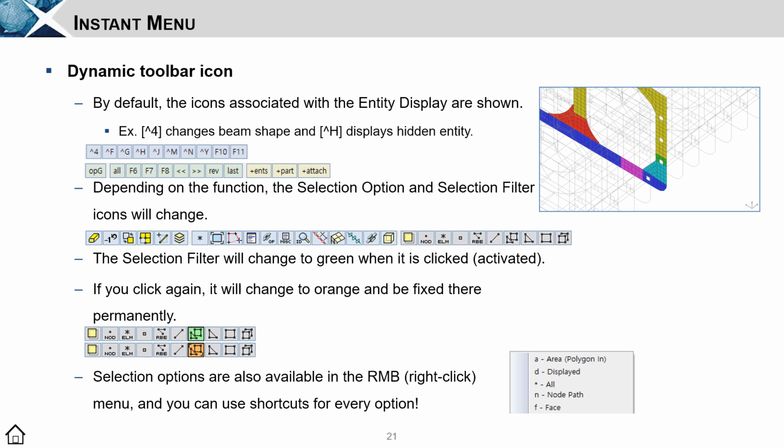Depending on the function, the selection option and selection filter icons will change. The selection filter will change to green when it is clicked. If you click again, it will change to orange and be fixed there permanently. Selection options are also available in the right mouse button menu, and you can use shortcuts for every option.